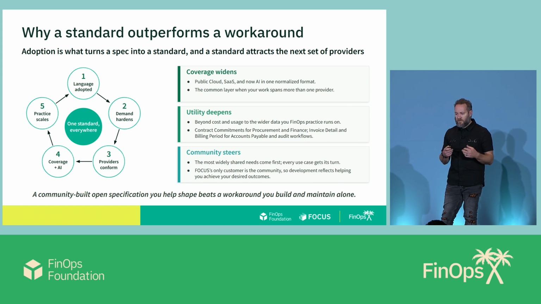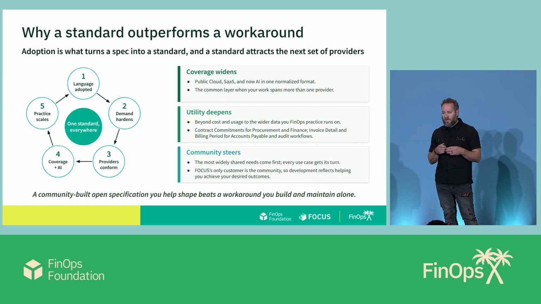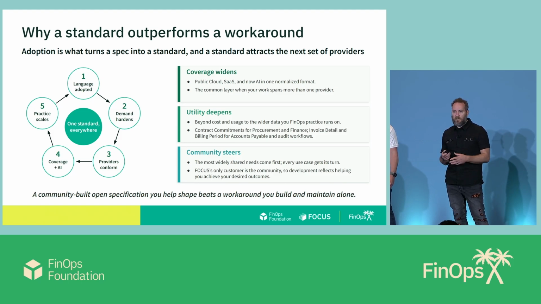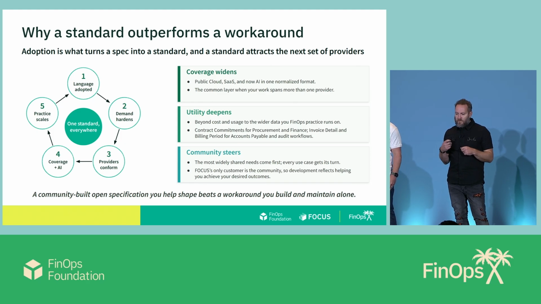That turning shows up in three ways. The coverage widens first. As Matt mentioned, we started with public cloud, we've added SaaS, and we're looking towards adding AI features. We've got the data clouds coming in, and we're even starting to see neoclouds. We want all of that to sit on that normalized format, so it provides that single structure.